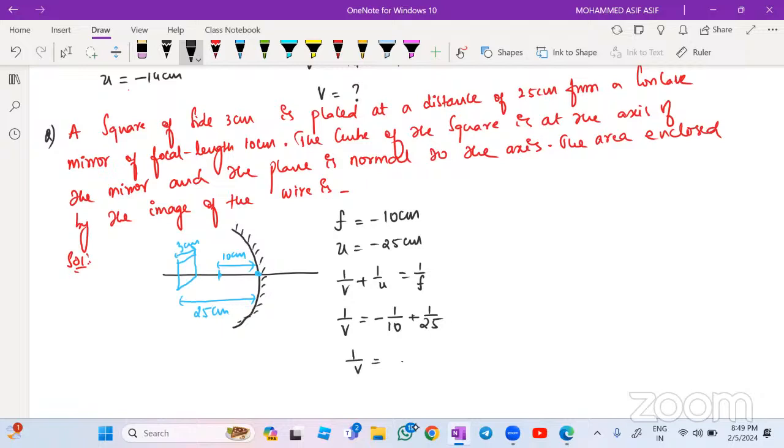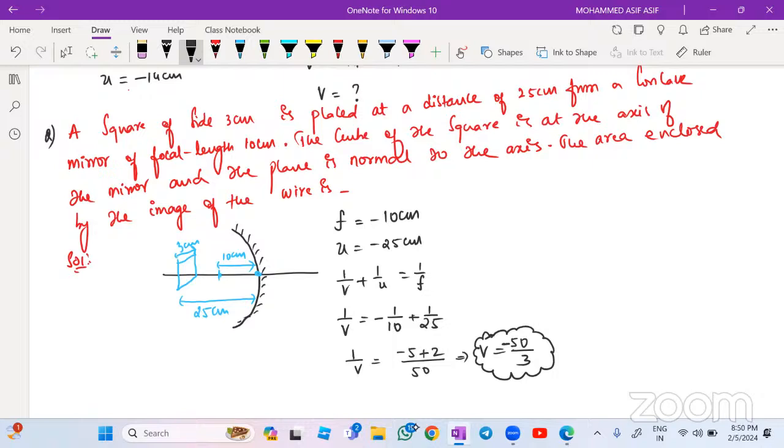1 by v is equal to, LCM will be equal to 50. This will be equal to 5, this will be equal to plus 2. So from this one I'll get image v is equal to 50 divided by 3 with a minus sign. So image distance is equal to minus of 50 divided by 3. Done.